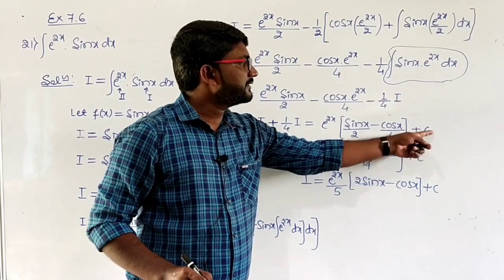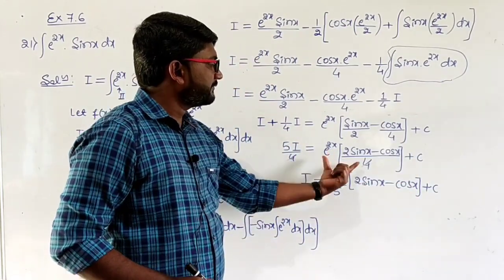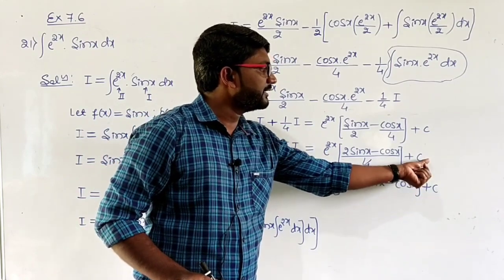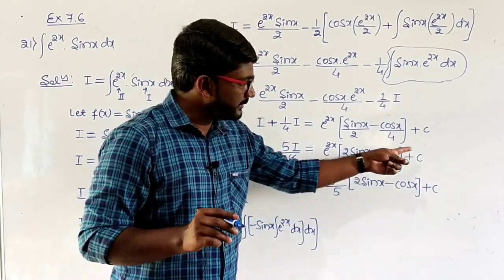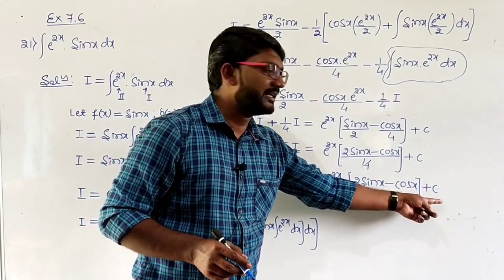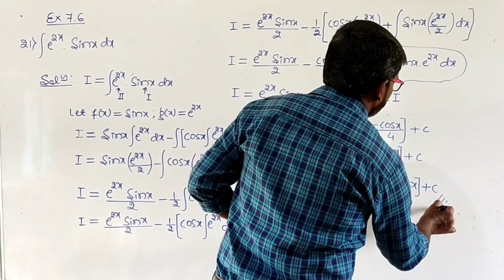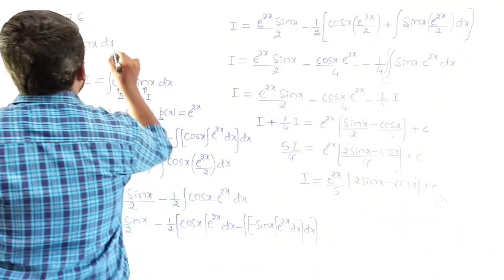Actually we have to take this as c1, so that this 5 will be divided to the first term as well as to the second one. It becomes c1 by 5. c1 by 5 can be replaced by capital C. That is why I have written directly C. So this is all about the 21st problem. So mark this as important.